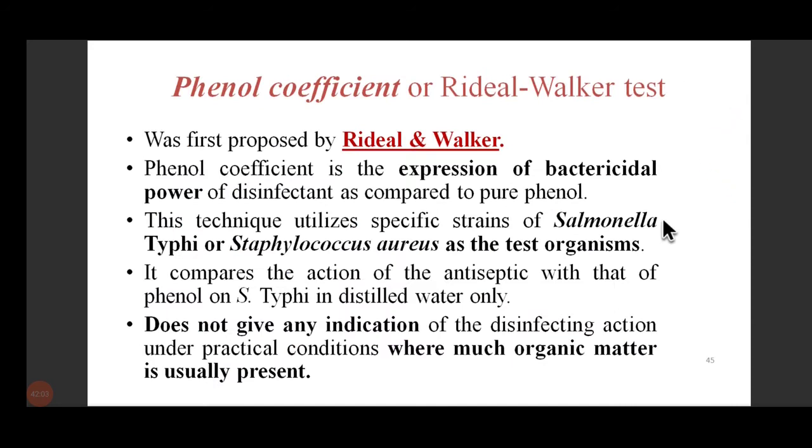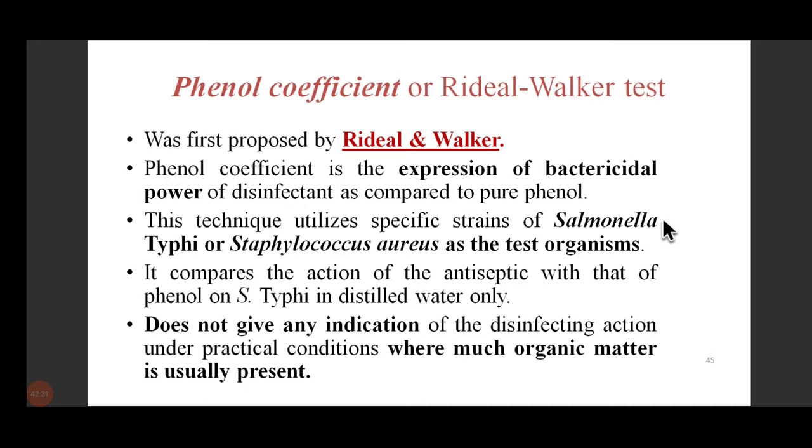So the tests which we were discussing for testing the efficacy of your disinfectants: the first test is the phenol coefficient or Rideal-Walker test. It was proposed by Rideal and Walker. It is the expression of the bactericidal power of a disinfectant as compared to phenol. So basically, phenol is taken as the denominator, and according to the capacity of phenol, we are evaluating all the other bactericidal agents. This is basically used with specific strains of Salmonella typhi or Staph aureus as test organisms.